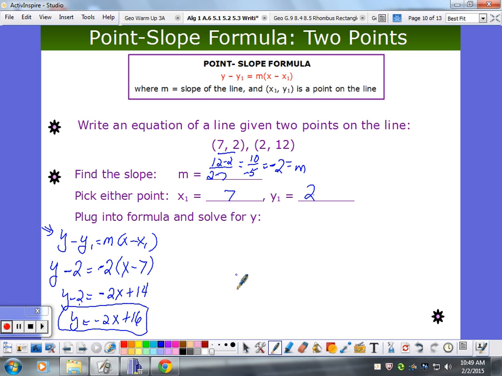And then can I do a little check just to see, does this look about right? As long as I got my slope right, it does have a slope of -2. Let's say I plug in a 7. -2 times 7 is -14. -14 plus 16. Oh, 2. Good. That's what I want.